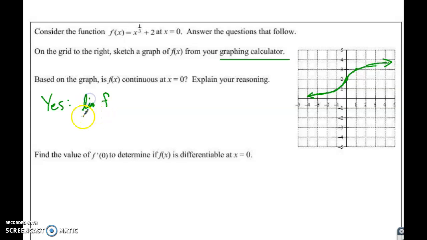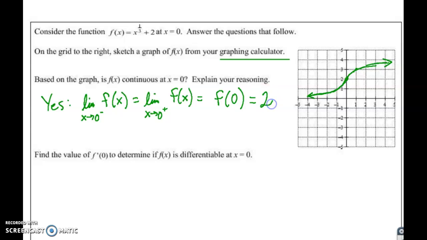The limit as x approaches 0 from the left side of f of x is equal to the limit as x approaches 0 from the right side of f of x, which is equal to f of 0, which they all equal. Pretty quick explanation there, but you have your three-part definition.